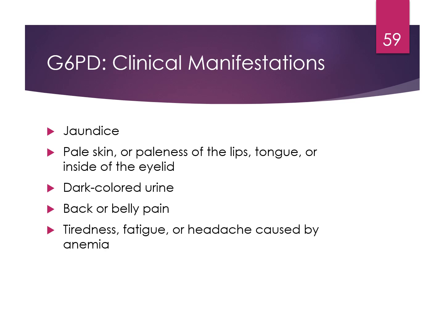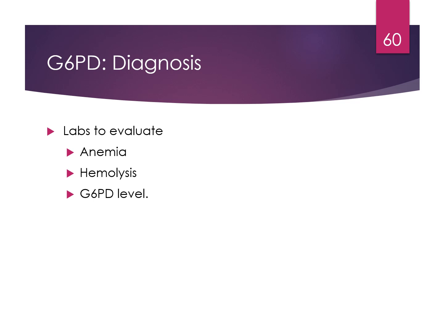So how do patients with G6PD anemia present? They can have jaundice, pale skin, dark colored urine, back or belly pain, tiredness, fatigue, and headaches. If you look at these clinical manifestations, they are often similar to other anemias. So how do we differentiate? With G6PD, it is, of course, blood work, checking for anemias, but also drawing a G6PD level as well.